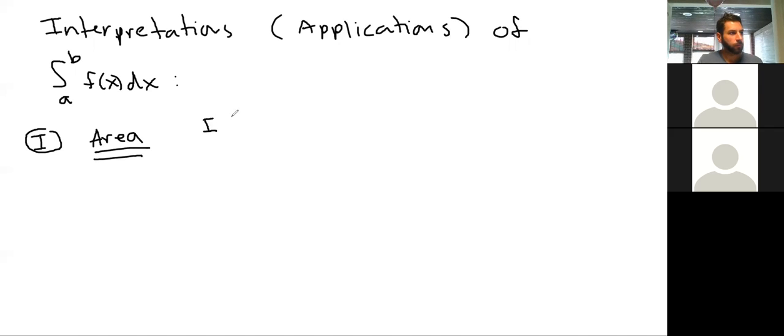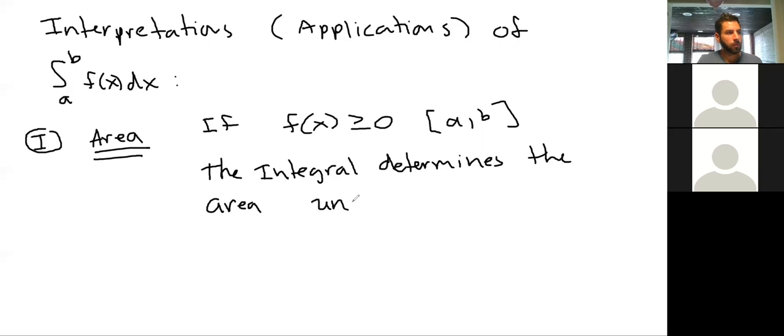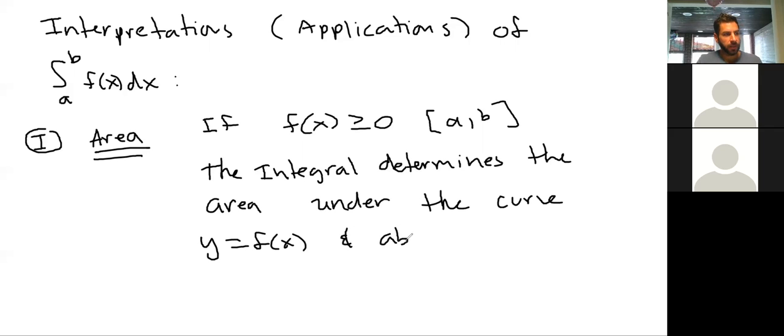Well, if f of x is greater than or equal to 0 on [a, b], the integral determines the area under the curve and above the x-axis. So let's just draw a picture of that real quick. This is sort of what we've done before.